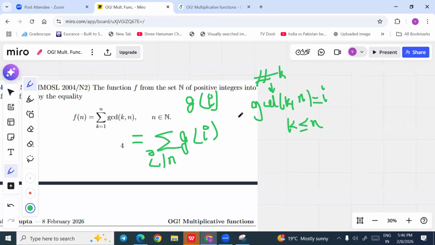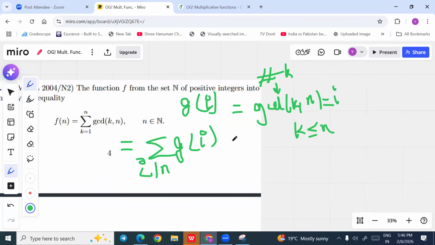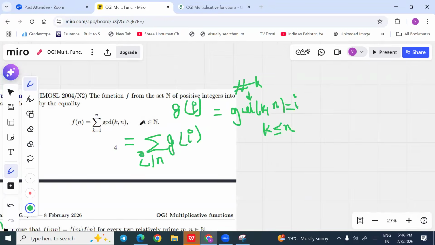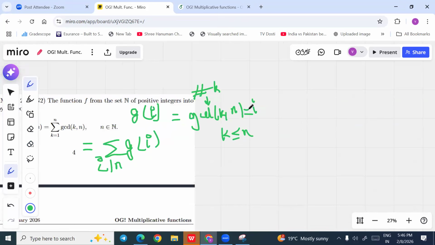All right. So, does anybody see why this should be true? Yeah, because the GCD always divides n, so it has to be a divisor. Yes, exactly.